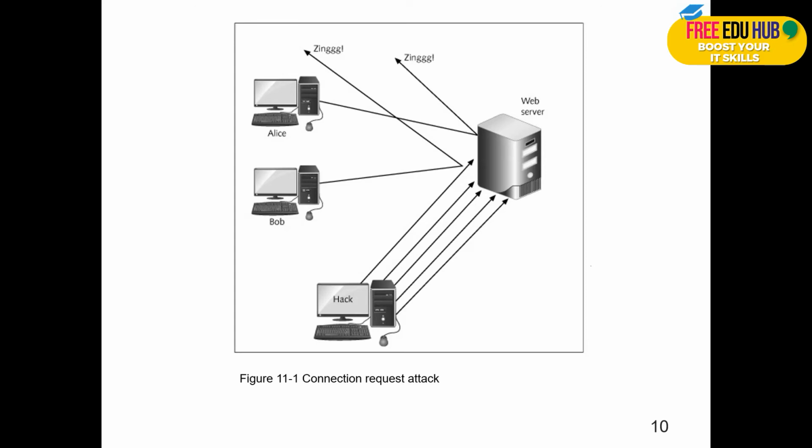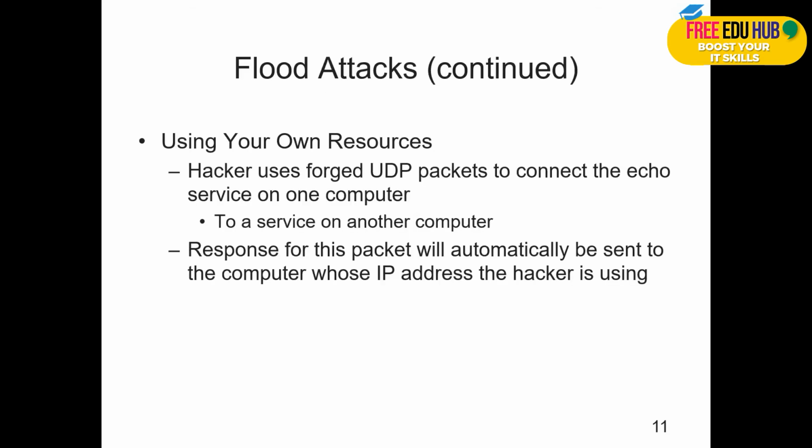Now as you can see in this one, there is a hacker and there is a web server. So the hacker is sending lots of requests pointing towards Bob and Alice and going here and there. So lots of requests are there regardless of where he wants to send the packets.